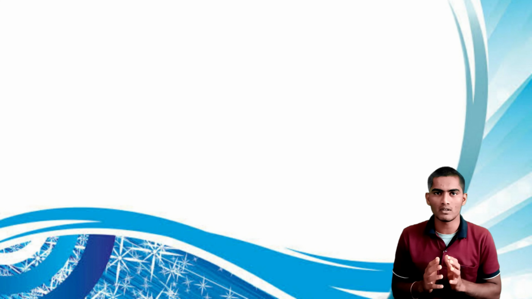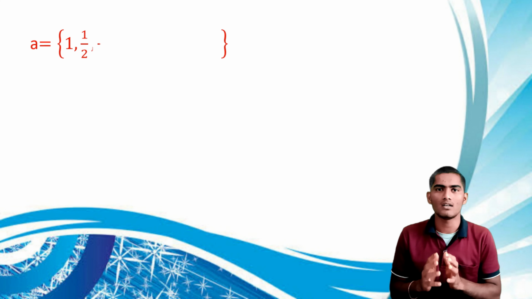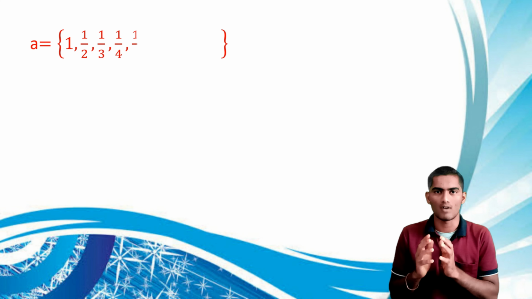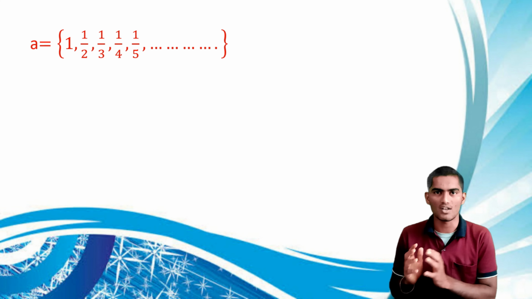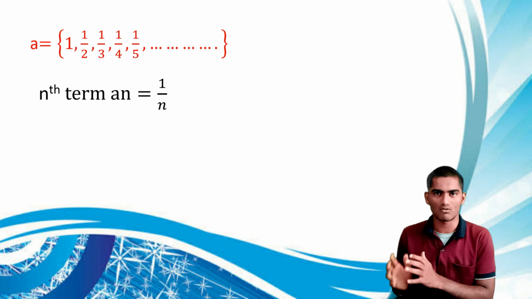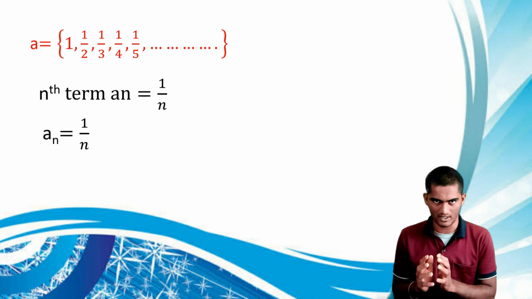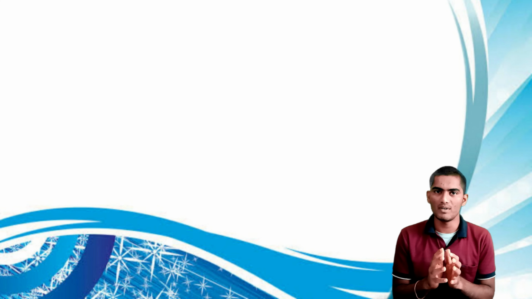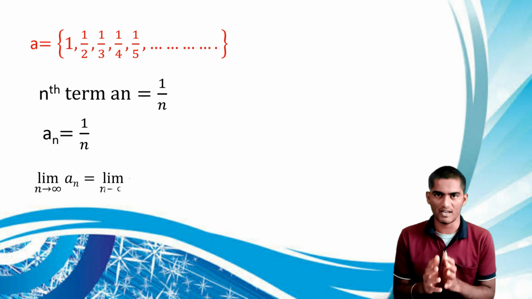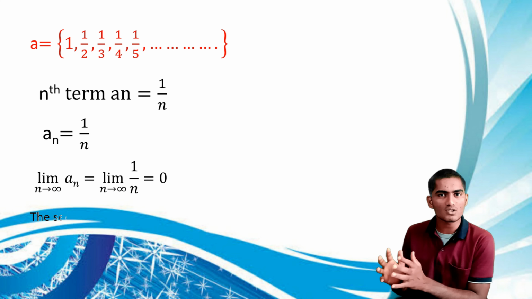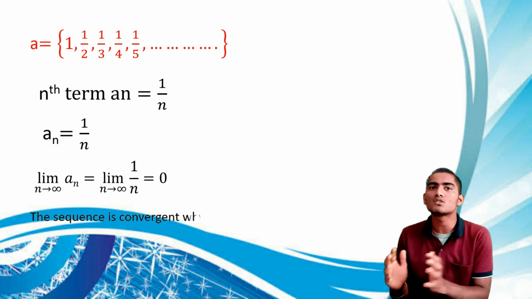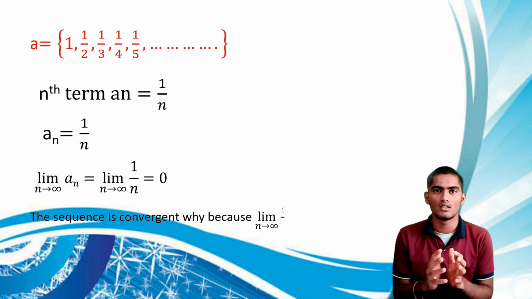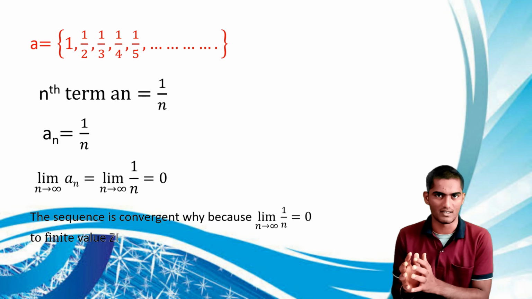For example, sequence 1, 1 by 2, 1 by 3, 1 by 4, 1 by 5 and so on. The nth term of this sequence is 1 by n. Applying limit to the nth term, limit as n tends to infinity 1 by n equals 1 by infinity equals 0. The sequence converges to 0. Therefore, the sequence is convergent.